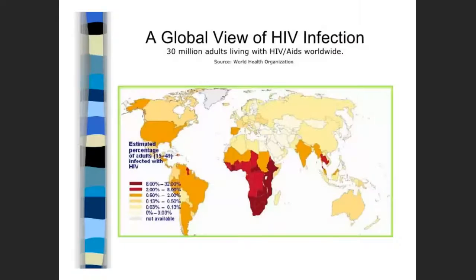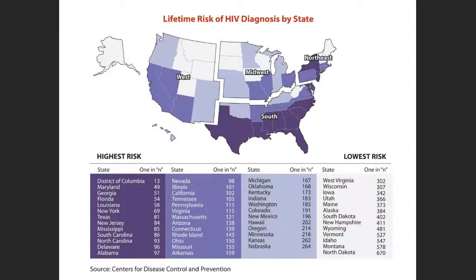So that's pretty scary. Global view of HIV, it's obviously worse in third world countries. Africa is pretty bad with HIV still. The US, lifetime risk of the HIV diagnosis by state, the South is pretty bad.